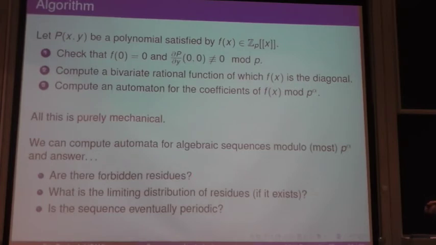For example, are there forbidden residues? Like no Catalan number is congruent to 3 mod 4. So this is very easy to check because once we have an automaton, we just look: if there's no state that corresponds to the output 3, then this automaton can never output 3. So it's very easy to check. We can compute the limiting distribution of frequencies when they exist, how many Catalan numbers in the limit are congruent to 1 mod 4 and 2 mod 4, or 0 mod 4. We can tell things like whether the sequence is eventually periodic, and just apply all this theory that's been built up for automatic sequences to these sequences of residues mod prime powers.